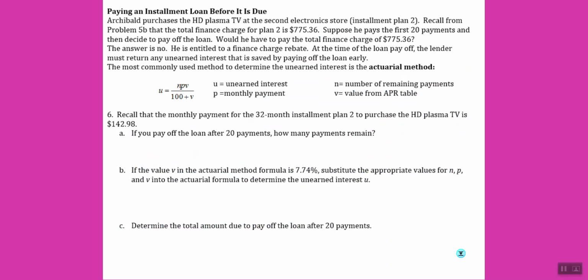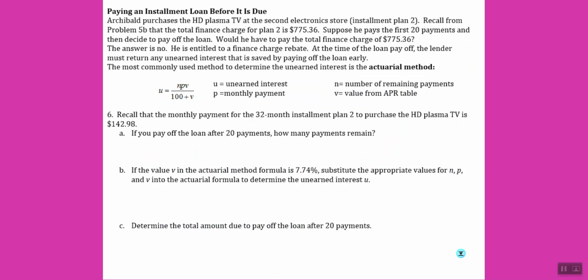Now, what if you want to pay your TV off early? So Archibald purchased the TV at the Second Electronics store. We know the total finance charge for this is $775.36. Suppose he pays the first 20 payments and then decides to pay off the loan. Maybe he gets a bonus at work or something. He's got some extra money. He wants to pay off this bill. Would he have to pay the total finance charge of $775.36? The answer is no.